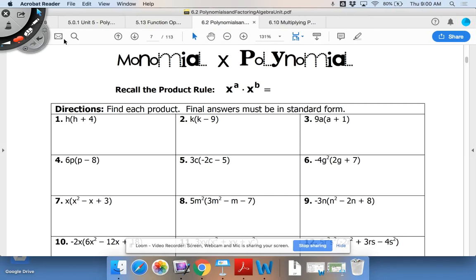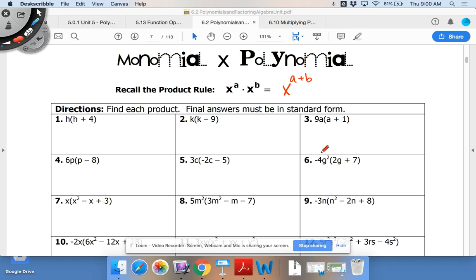Right, so first thing we're going to talk about is the product rule. So we're just recalling the product rule. If we have same bases, we're multiplying, then we add our exponents. So we just finished a unit about exponents, just had a little test over that. But now we're going to actually put some of that into practice while we're using other operations.